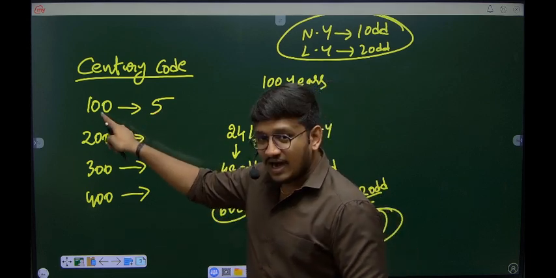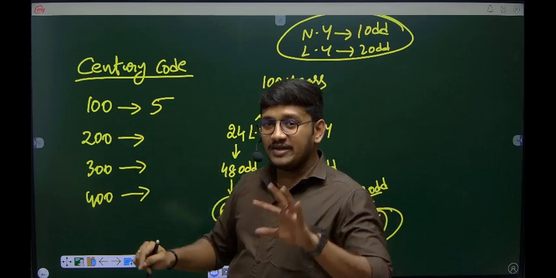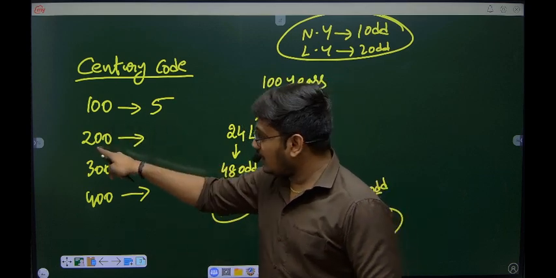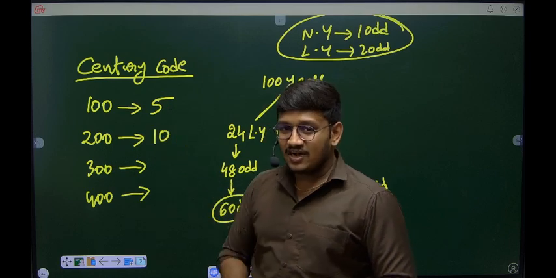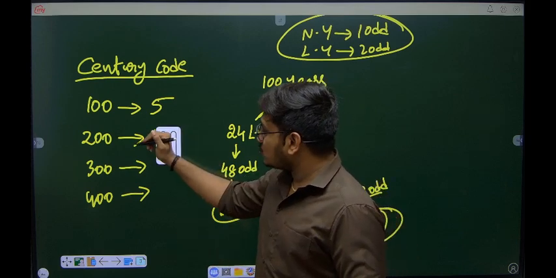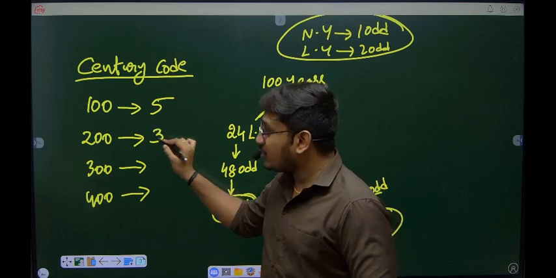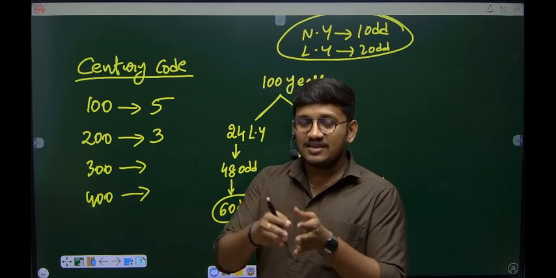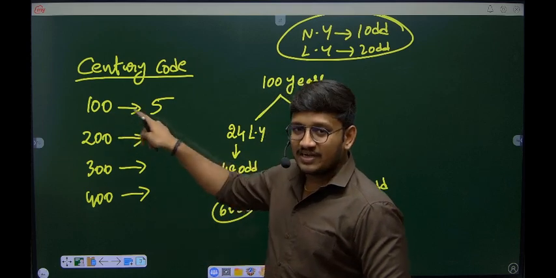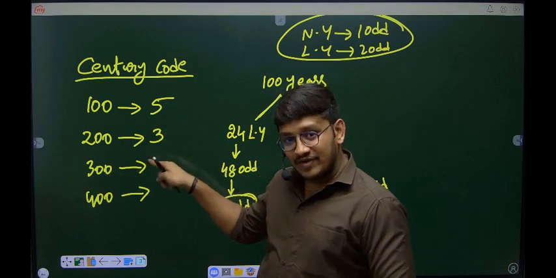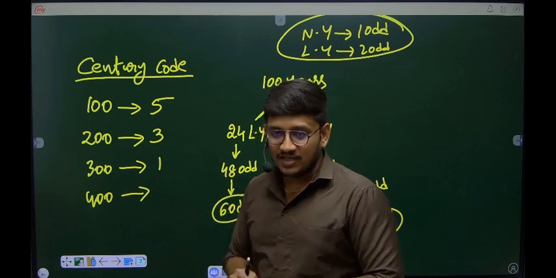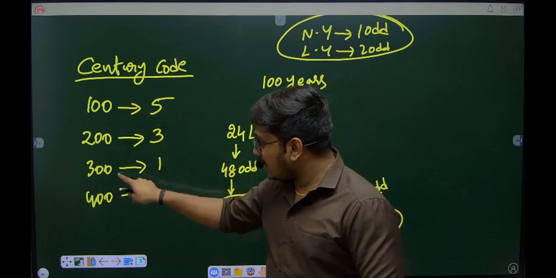If 100 years have 5 odd days, then for 200 years it will be 10 odd days. But in 10 odd days I can form 1 week completely, so how many days are left out? 3 days. So you should not write 10, you should write 3. Now for 300 years, 15 odd days. 15 means we can write 1.